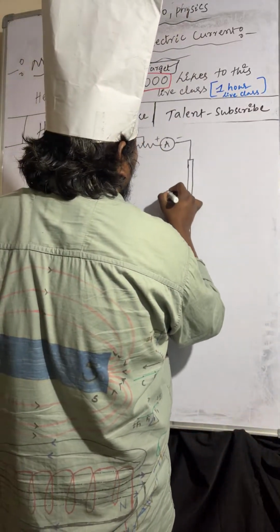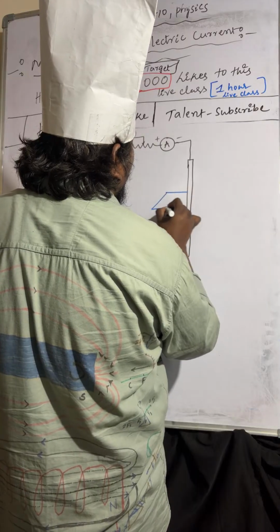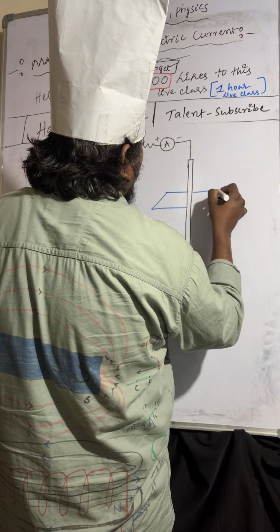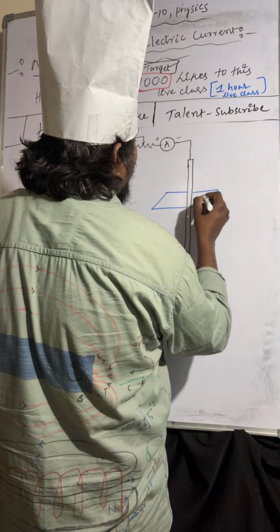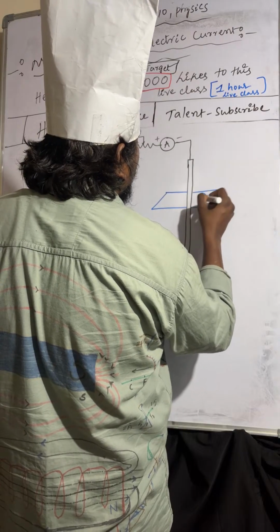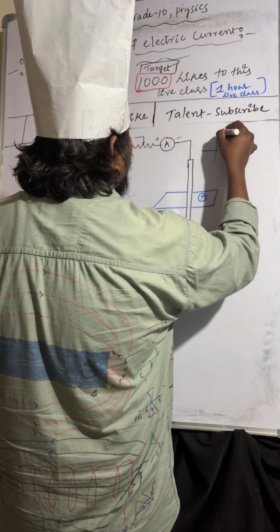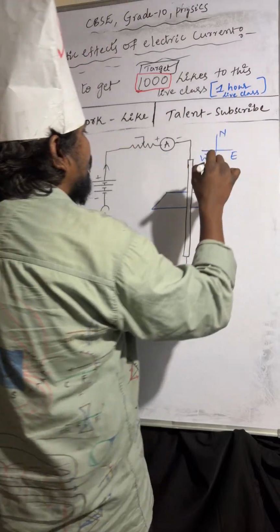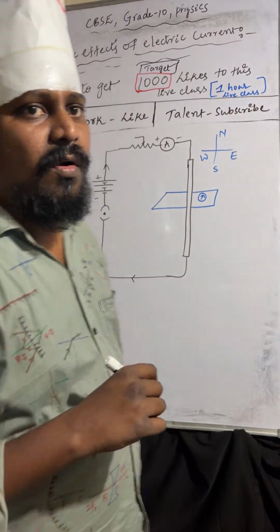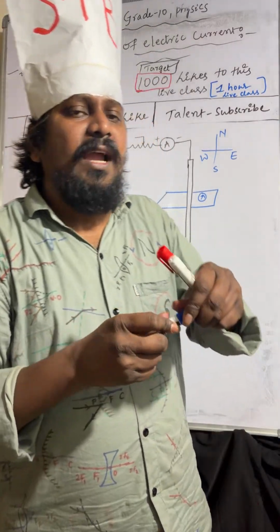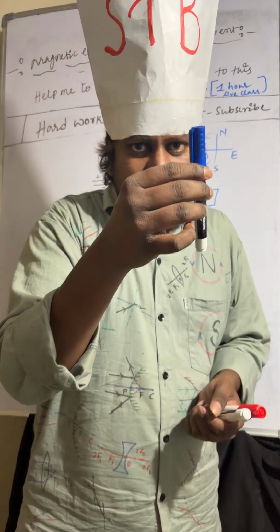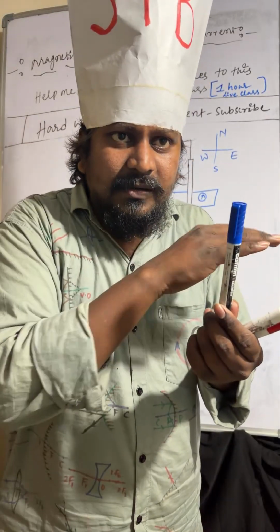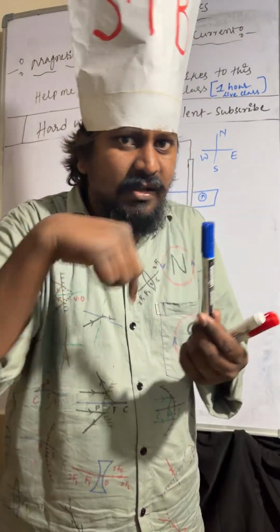A compass has a small magnetic needle inside it. So this is north and south, east and west. If you take a straight copper wire like this, you can take the paper and consider the paper over here.